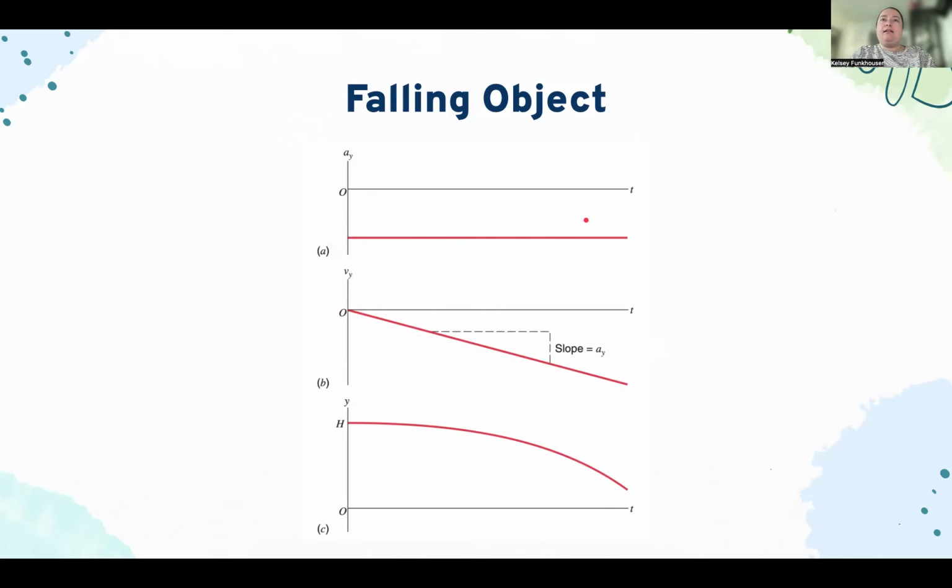And maybe just a little extra info on this one. Generally, when an object is falling, like you dropped a ball or something, this slope is going to be the free fall acceleration, or the acceleration due to gravity. We'll deal more with that later in the quarter, maybe next week.